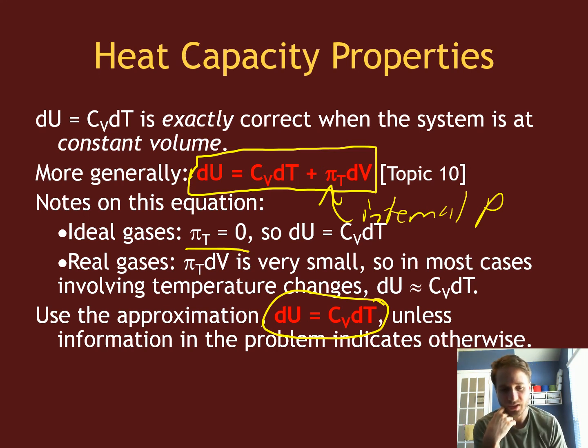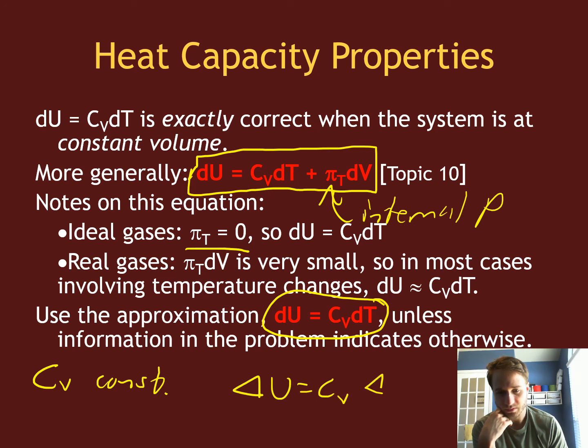Which again, if Cv is constant, then we can simplify this to just delta U equals Cv delta T. And that works for any problem, because U is a state function. We'll see lots of examples of this in class and talk more about the fact that it's a state function.